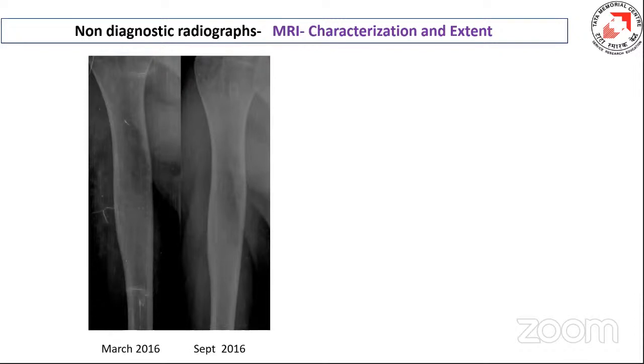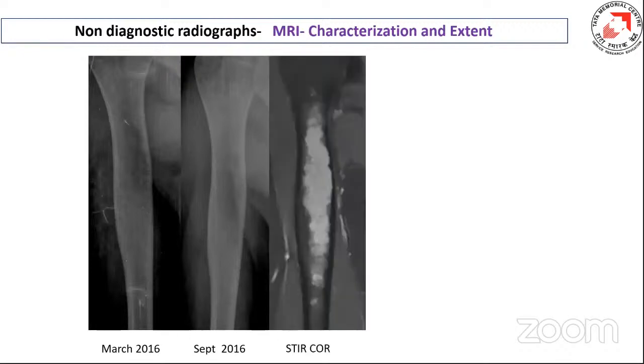So you will see that there is a radiograph here from March 2016, where there is a subtle metaphyseal widening. Apart from that, there is no abnormality. It was picked up as just an incidental finding. Next slide, please.